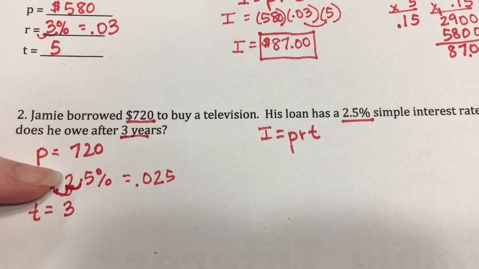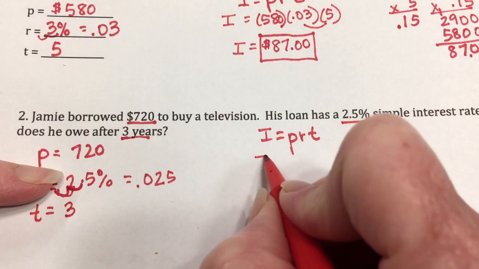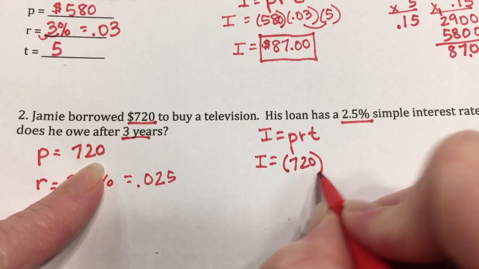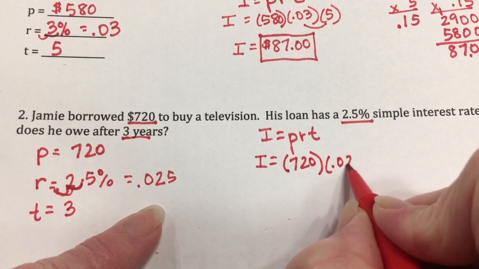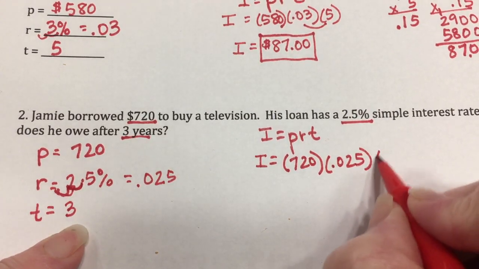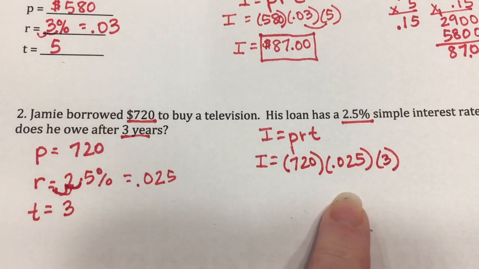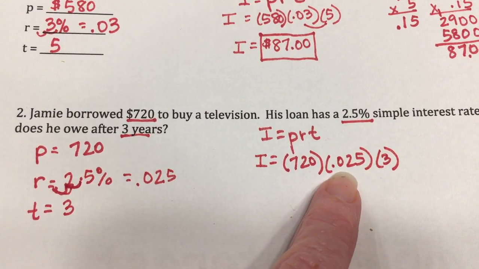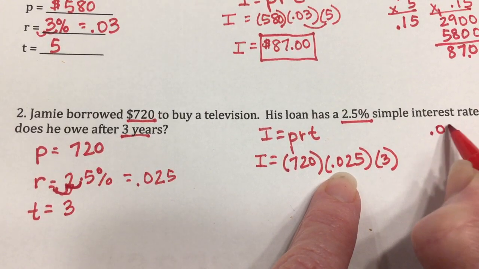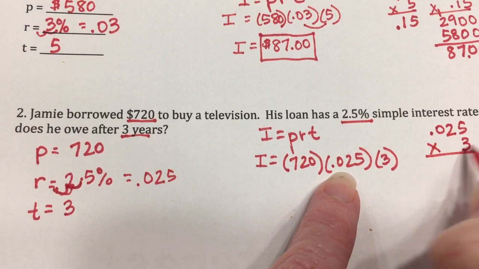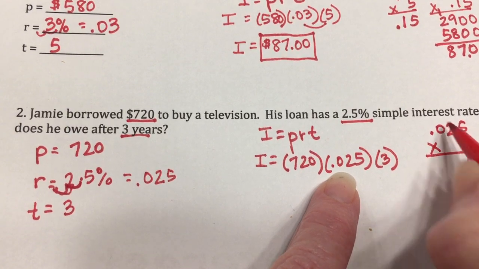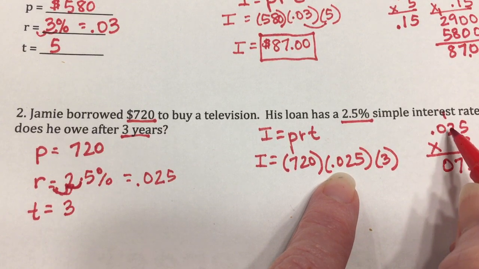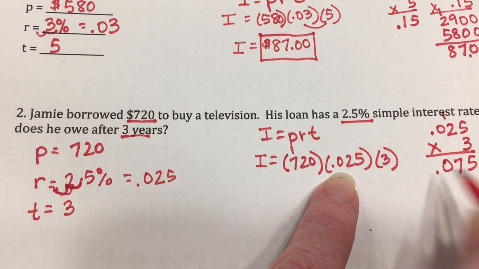All right, so then the last step is to put this all into the formula. So the interest is going to be found by multiplying the principal, which is 720, times the rate, which is 0.025, times the time, which is 3. All right, again, I can multiply these in any order. So I'm going to choose the simplest 2 to multiply, which to me looks like these last 2. So 0.025 times 3. 3 times 5 is 15, carry your 1. 3 times 2 is 6, plus 1 is 7. 3 times 0 is 0. There are 1, 2, 3 decimal places here, so 1, 2, 3 decimal places here.